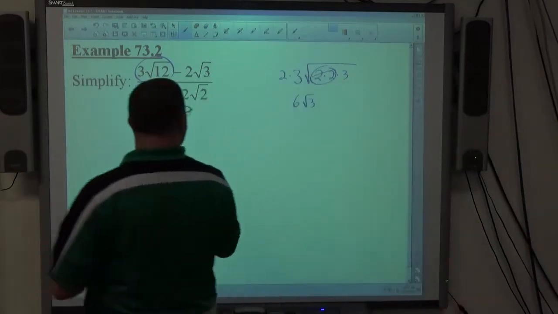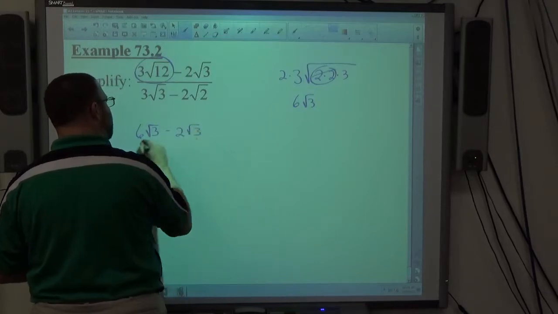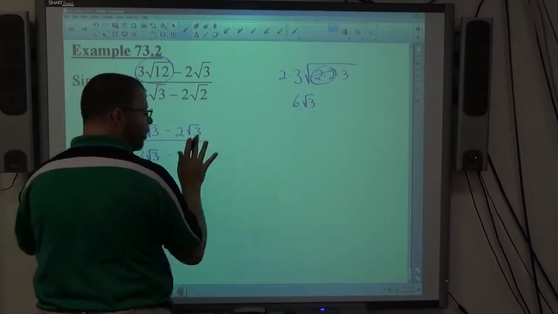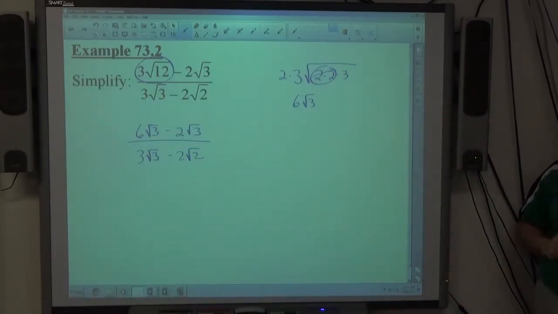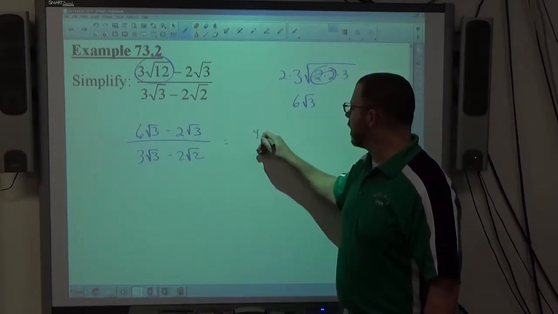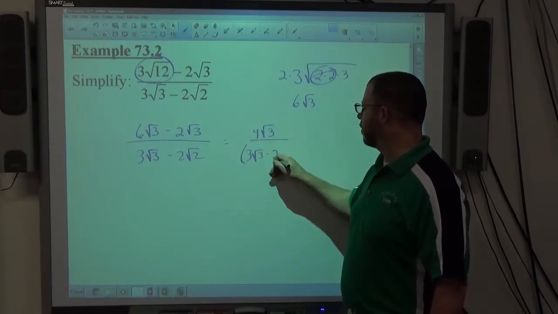All right? So if I do that much, 6 times the square root of 3 minus 2 times the square root of 3 on top over 3 square root of 3 minus 2 square root of 2. And I haven't really focused on the bottom issue yet. I'm still dealing with the top. Anything else I can do? Subtract. I can subtract the top stuff because they're both square roots of 3, right? So that gets me to 4 times the square root of 3 over 3 times the square root of 3 minus 2 times the square root of 2.